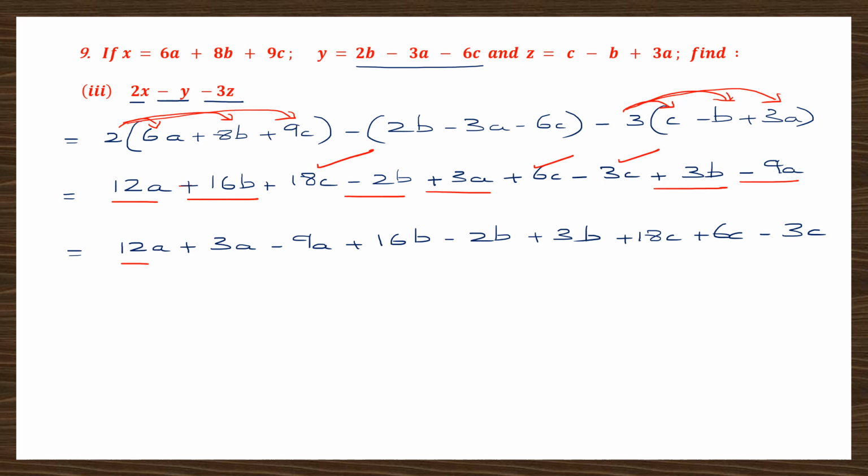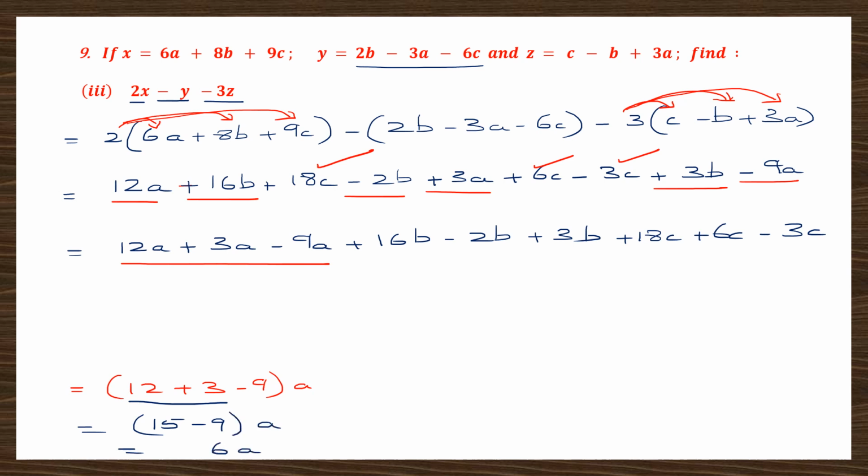Now let's work on all the like terms here. Now let's take only the numbers. So that will be 12 plus 3 minus 9 and a. Add the numbers with the same sign, 12 plus 3. 12 plus 3 is 15. 15 minus 9 is 6. So that is 6a. So here we have 6a.